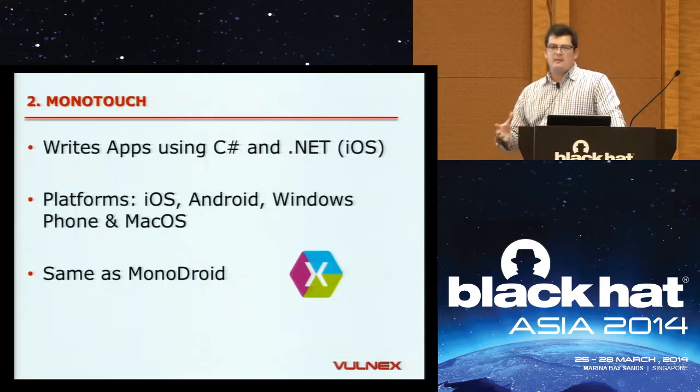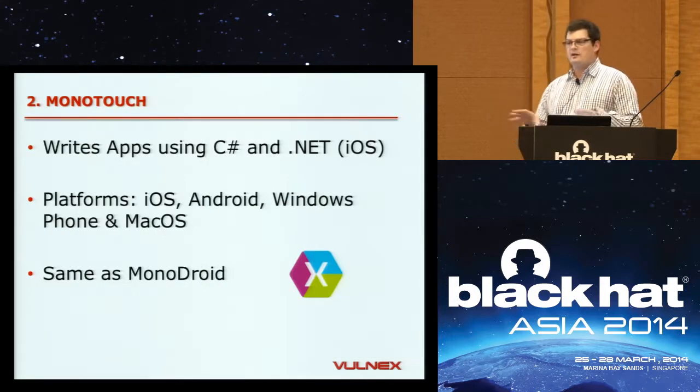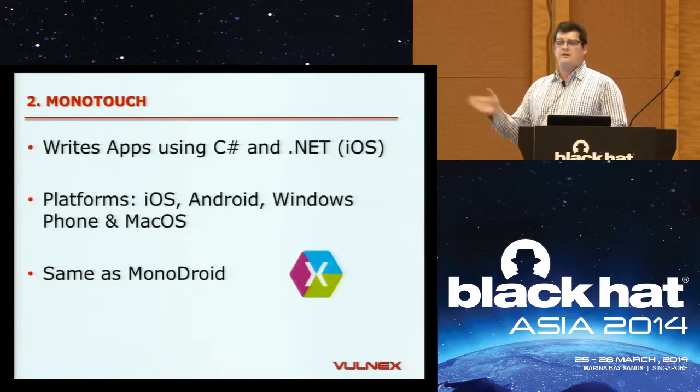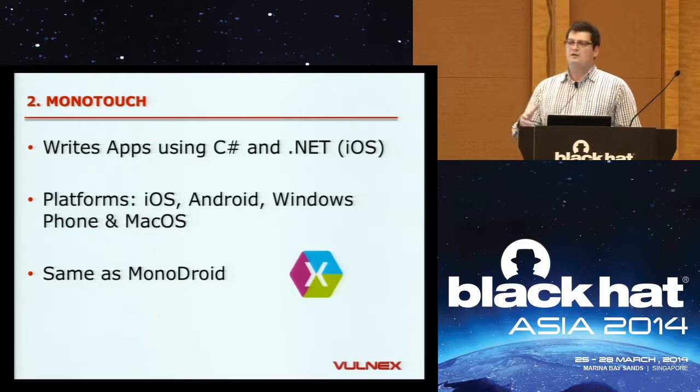Then Monotouch, the same thing. I just put it in two categories. Monotouch is the same as Monodroid. Monodroid is for Android, Monotouch is for the iPhone. It's quite simple, same thing. And here it is the same: we use a .NET application to write apps that work on iPhone, on iOS. So it's the same as Monodroid.